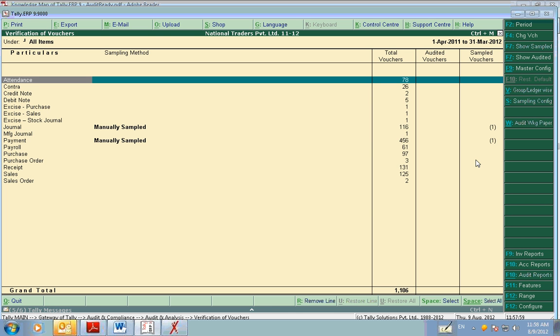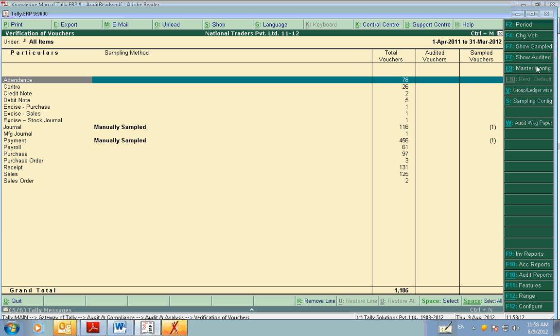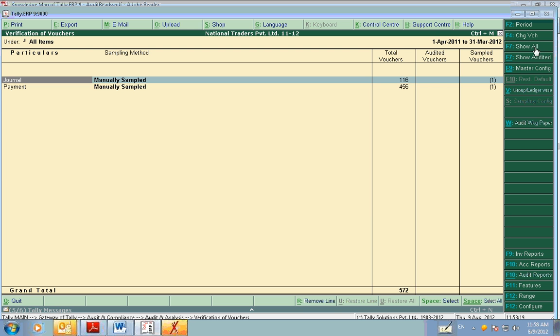Now, here you can see I have so many voucher types and it involves so many transactions. Now here you can always have sampling. So how much can I pick? The method of sampling here is, firstly, let us see, we have an option, show samples. So what are the samples available here?